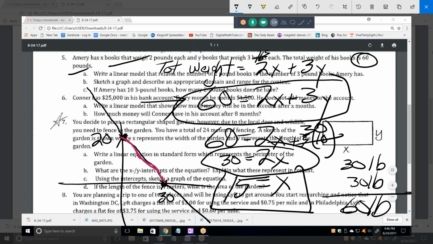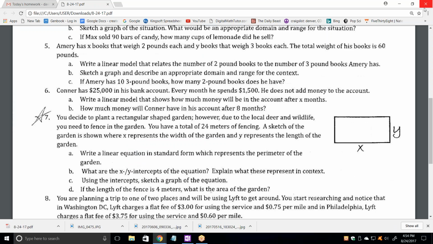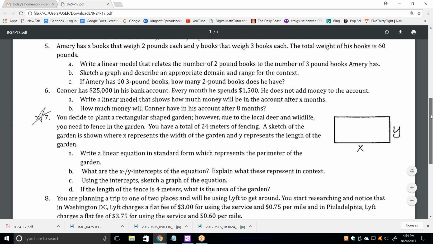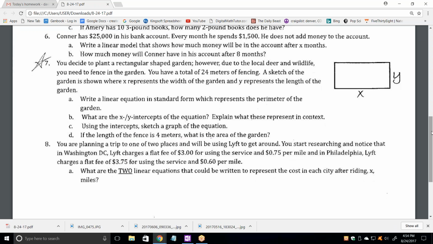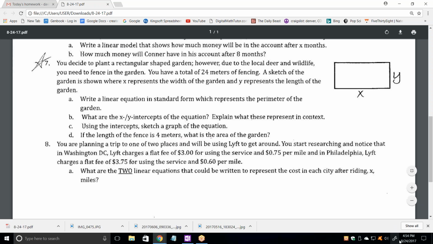All right. Let me go down one more. Just keep going here, so we don't run out of time. We only got about 5 minutes.